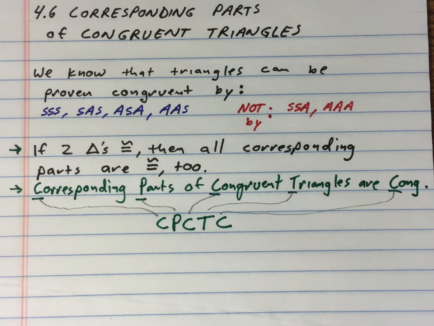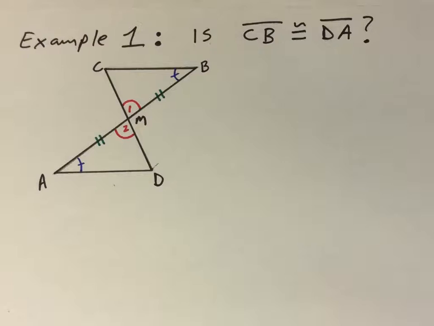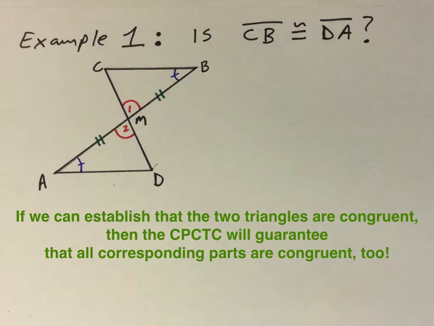We'll walk through two examples that use the CPCTC. First example, take a minute and sketch this in your notes. Our job is to determine whether segment CB is congruent to segment DA. If we can establish that the two triangles are congruent, then we can use the CPCTC to verify that all the parts will be congruent to the corresponding parts.